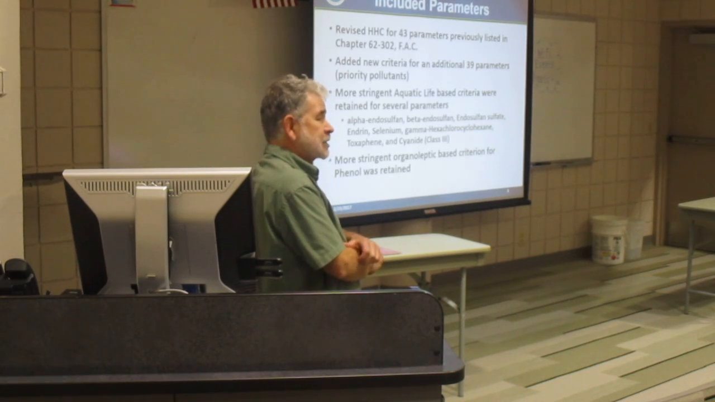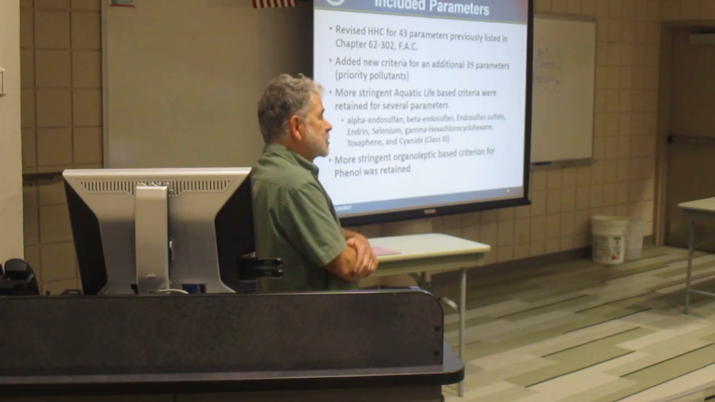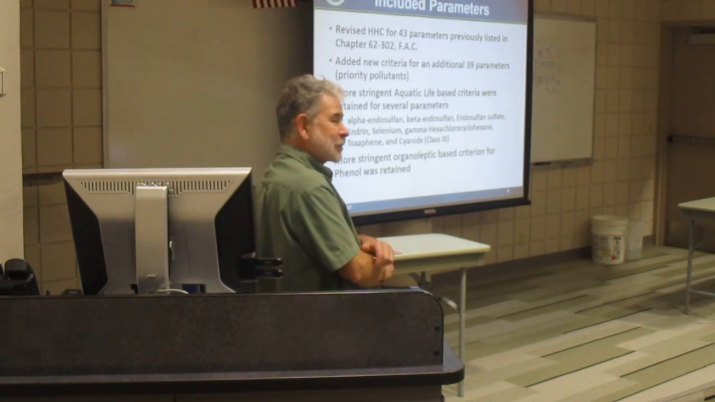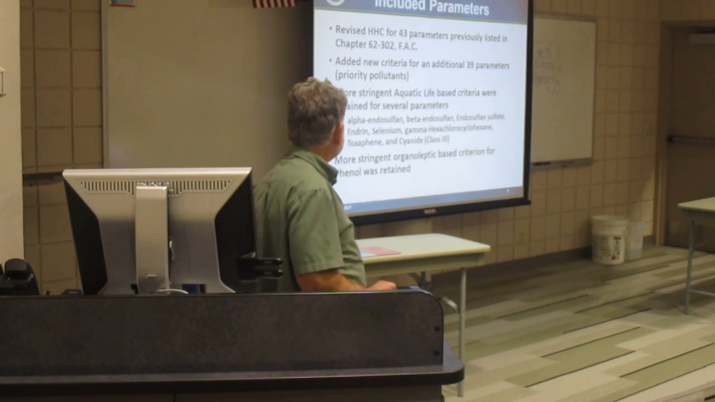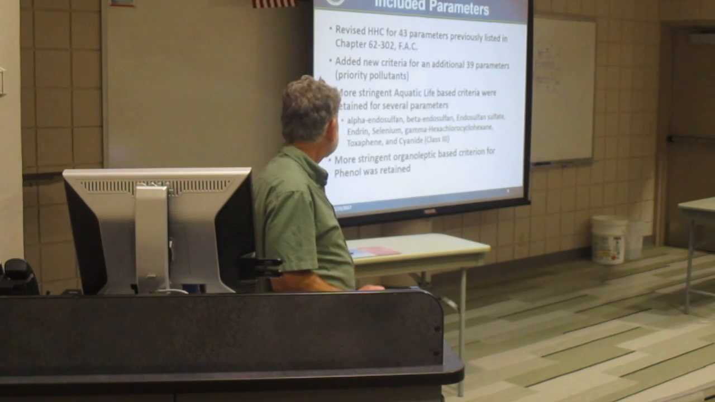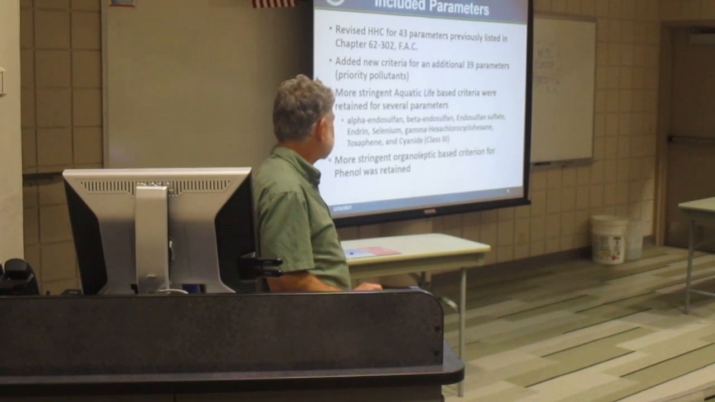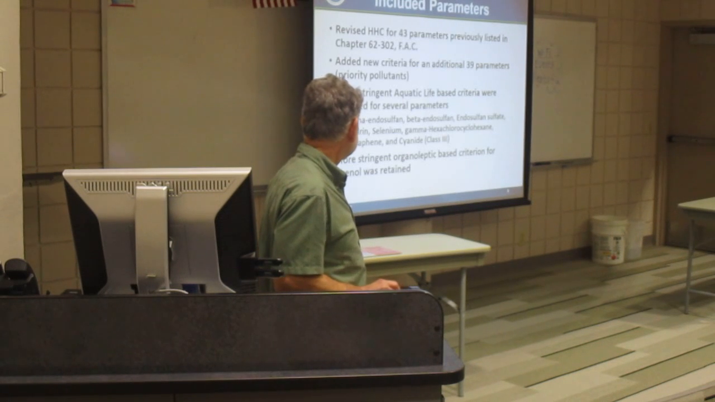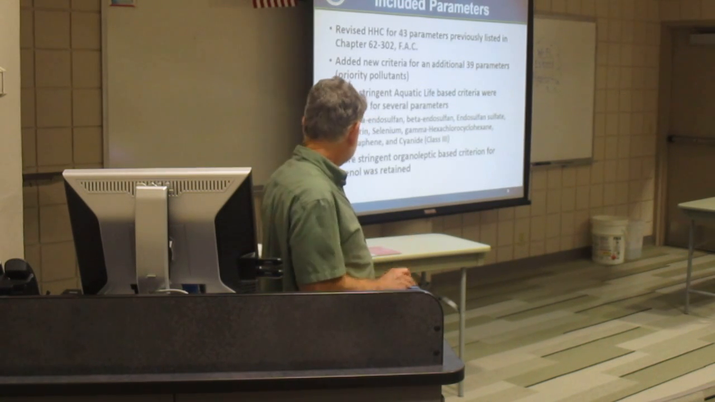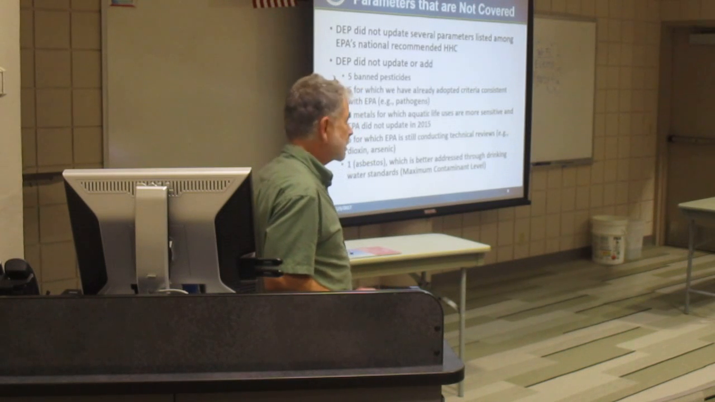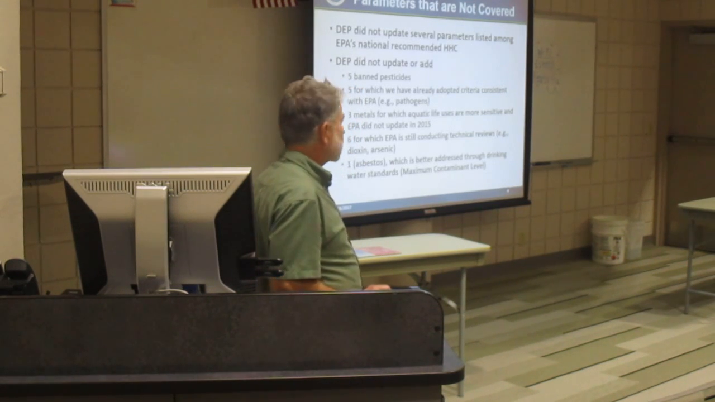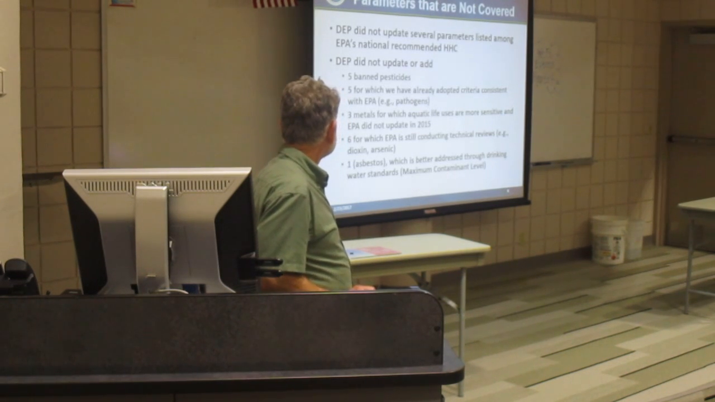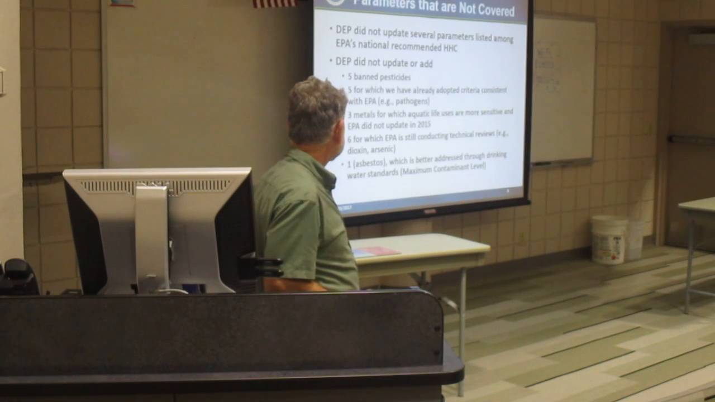And there was some concern from stakeholders on the ones that went up, and there were concerns from other stakeholders on the ones that went down. And they added some new criteria, 39, and then there were some more stringent aquatic life criteria, which would affect your consumption of things, for some pesticides and something for phenol, or a new standard for it. They didn't update some things; they left them the same. So this is some pesticides and other things. You can read this as well as I can.